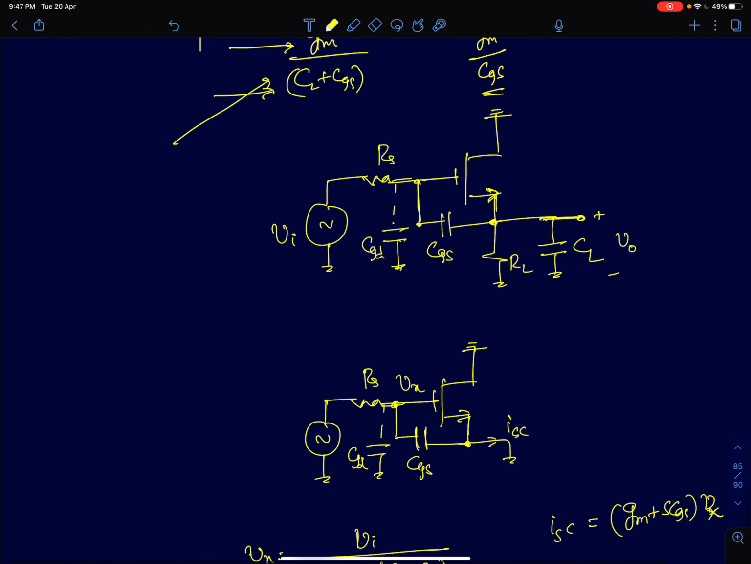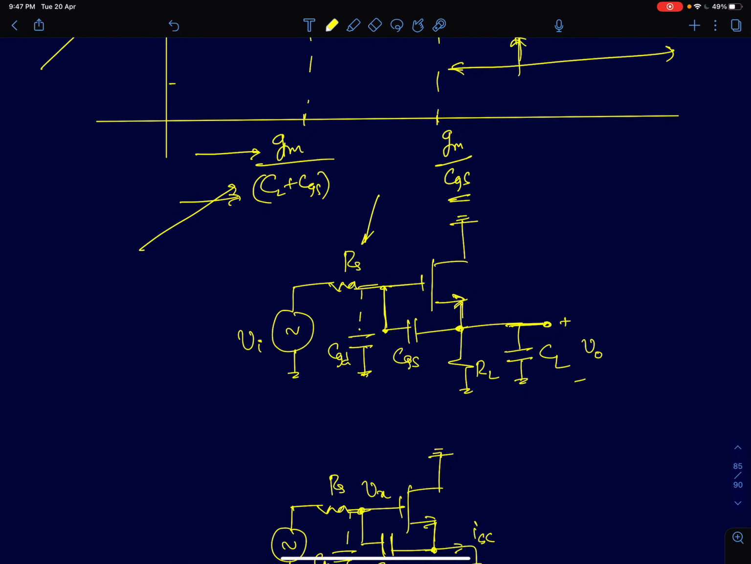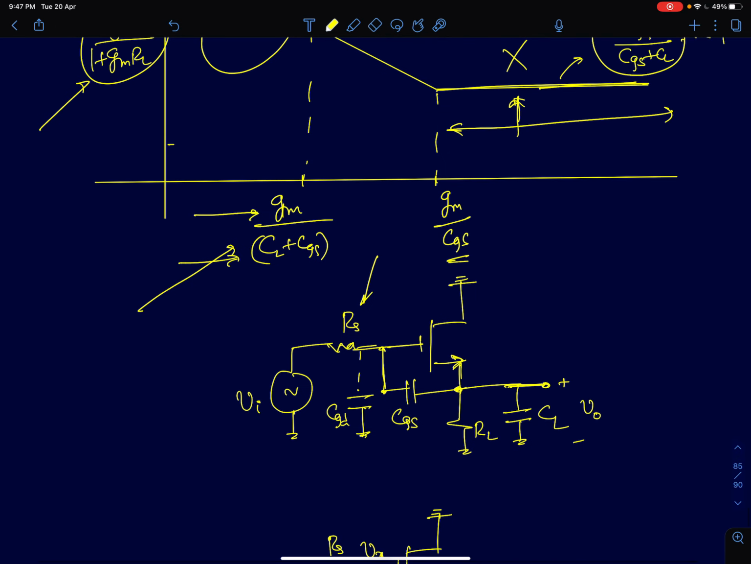Now, we will look at what happens to the circuit when you have a finite source resistance. The whole idea of going for a common drain amplifier was that when we began discussing common drain amplifiers, we discussed that if you have a source resistance, a voltage source directly driving a load resistance, most of the voltage will drop across RS itself.